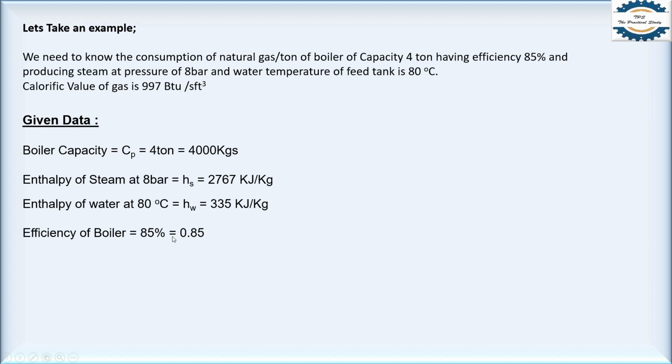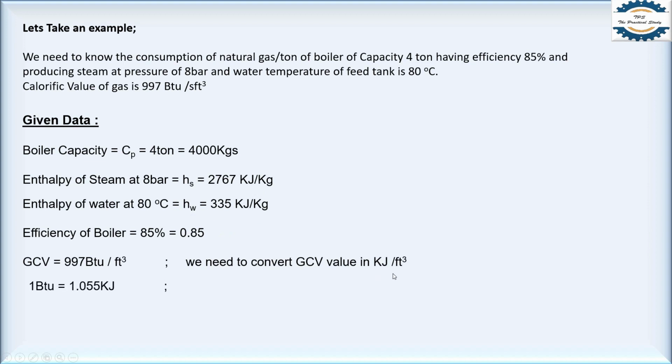Efficiency of boiler, we have been given 85%, so we will write 0.85. GCV, 997 BTU per cubic feet, I found out from my gas bill of the company. But all the units are in kilojoule, so we need to convert the GCV value to kilojoule. So 1 BTU is equal to 1.055 kilojoule. So we just multiply 997 with 1.055 in order to find out the GCV value in kilojoule per cubic feet. So now all values are given.